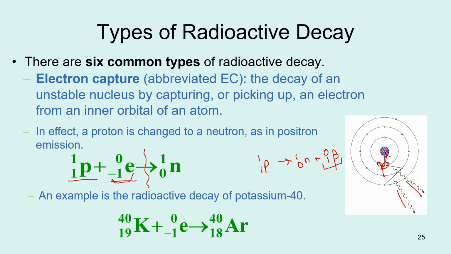An example is potassium-40. If potassium-40 grabs an electron from the inner electrons, it will become argon-40. And like I said, the energy is not from the actual capture, but from the other electrons falling down to the lower levels and giving off that energy as that happens.